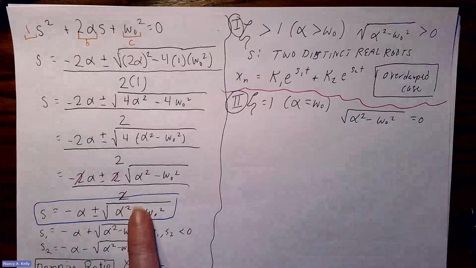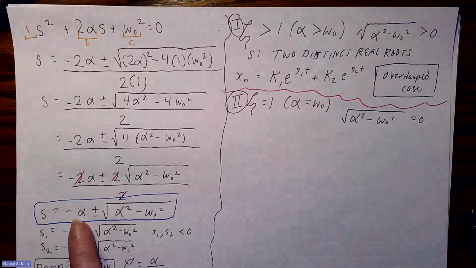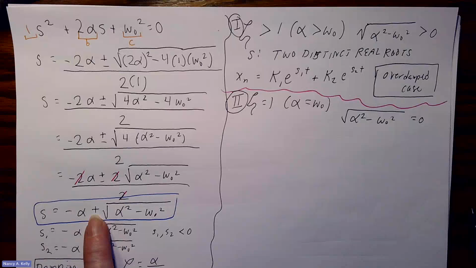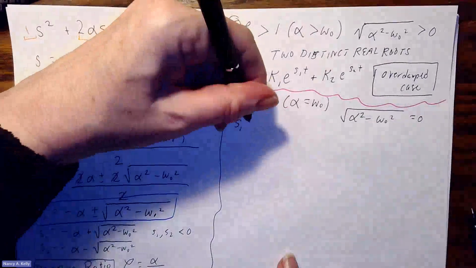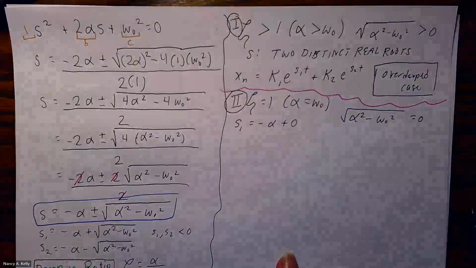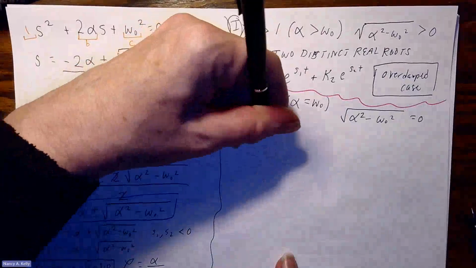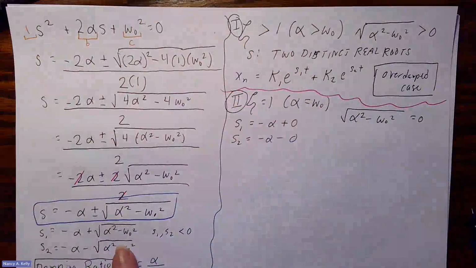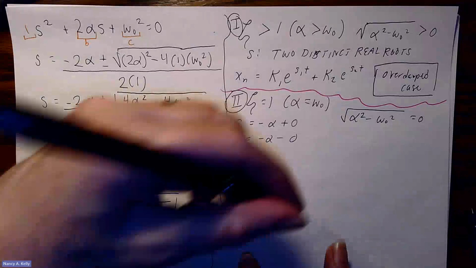So that means that this just goes away, and we're left with S equal to minus alpha. So let's say S1 equals minus alpha plus 0, and S2 equals minus alpha minus 0. So they equal each other. S1 equals S2, right?